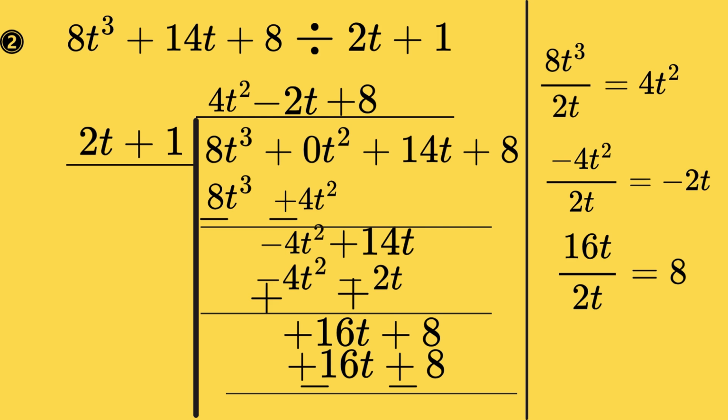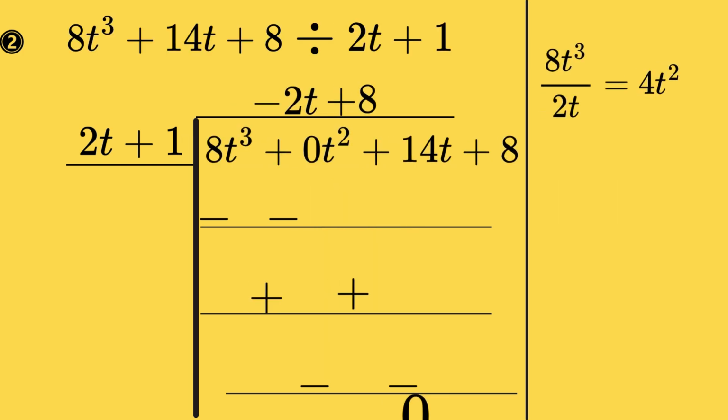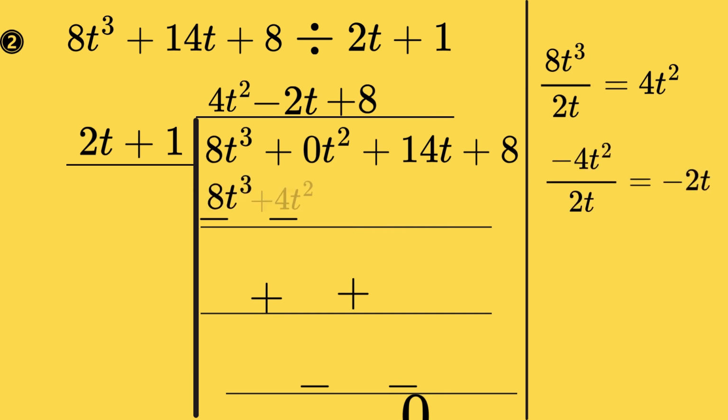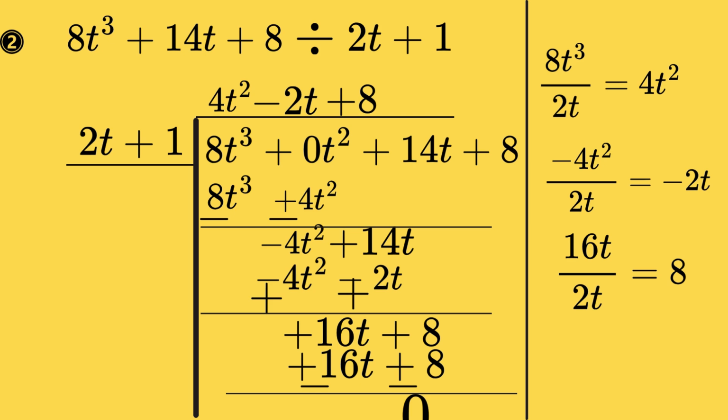Now the next step is to divide minus 4t square by 2t, which will give you minus 2t, and that we'll put as a quotient. And now we will multiply minus 2t by plus 1, which will give you minus 2t. And then we will subtract minus 4t square minus 2t from minus 4t square plus 14t, which will give you 16t. And then you will bring down the next term, that is plus 8 of the dividend.